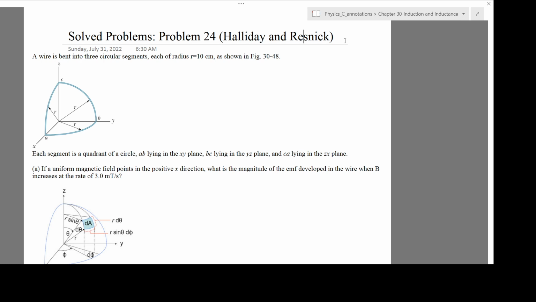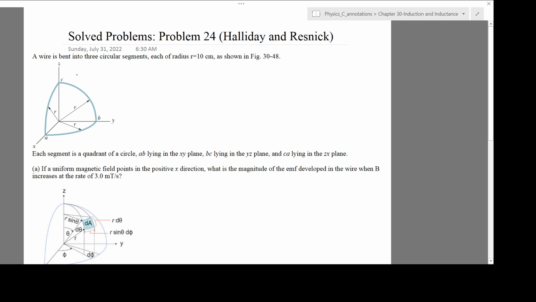So we have a quarter, no, not a quarter, 1/8 of a sphere, right? And if you consider just the planes, for example, the YZ plane, you have a quarter of a circle for each one of these sections here: section CB, section AC, and section AB.